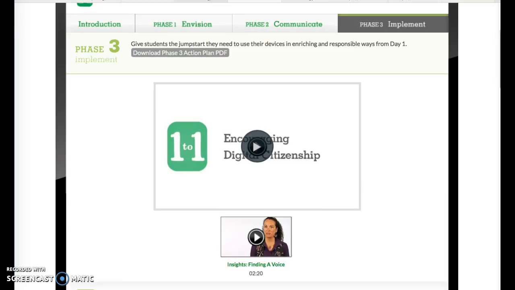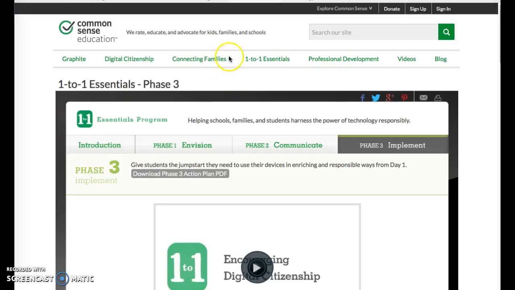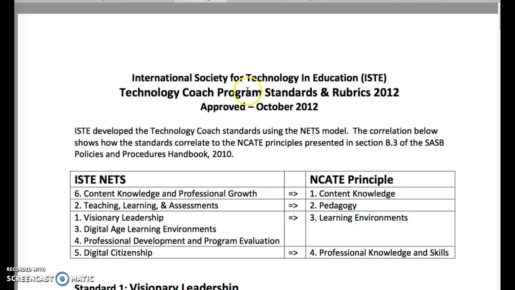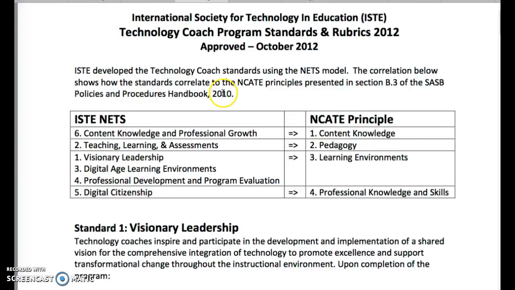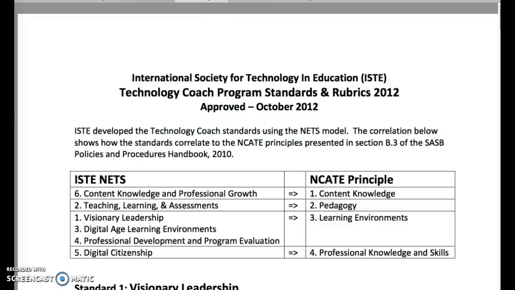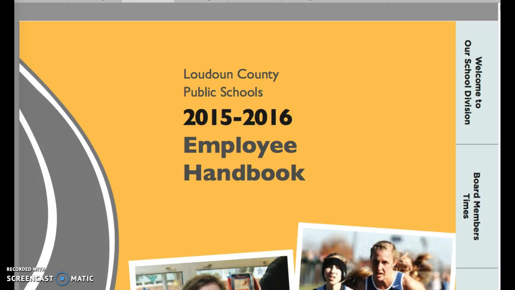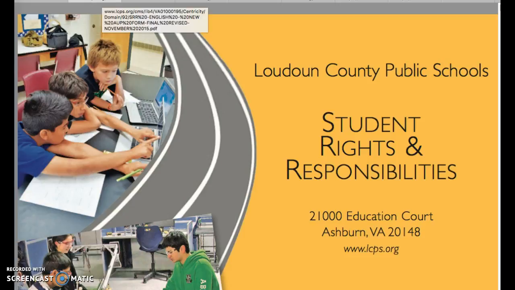And finally, for some sources, I use the Common Sense Education website to talk about implementation. I use the Technology Coach Standards to talk about the modeling and what you should be doing in your classroom. I used my employee handbook to show you our AUP, and I also used the Student Rights and Responsibilities handbook to show you the student AUP.